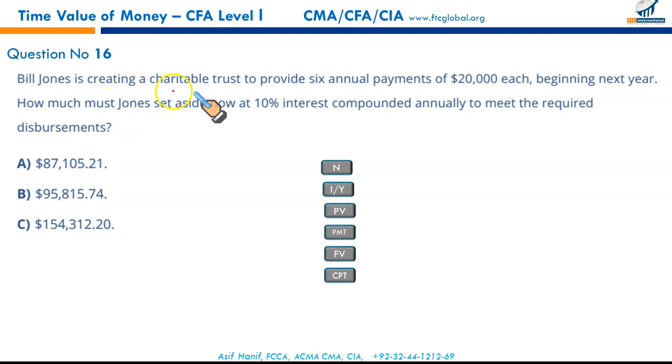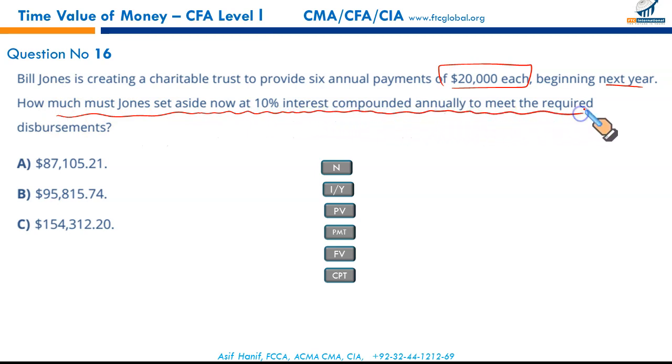Bill Johns is creating a charitable trust to provide 6 annual payments of $20,000 each, beginning next year. Annuity, ordinary, beginning next year. How much must Johns set aside now at 10% interest compounded annually to meet the requirement? For this, what has to be paid now so as to ensure these payments become available in the future?